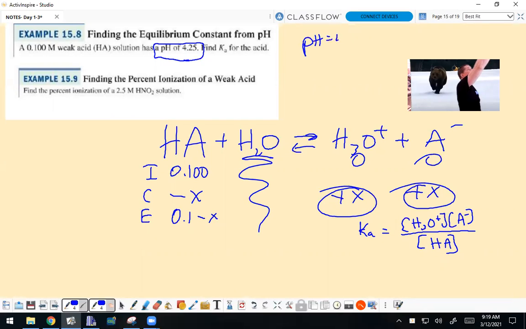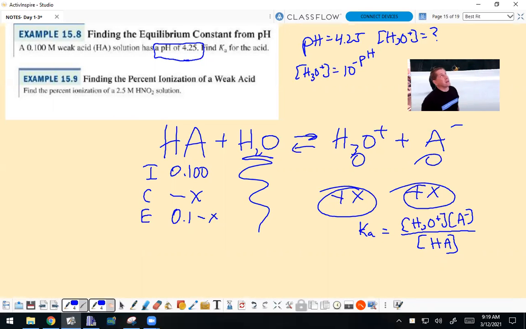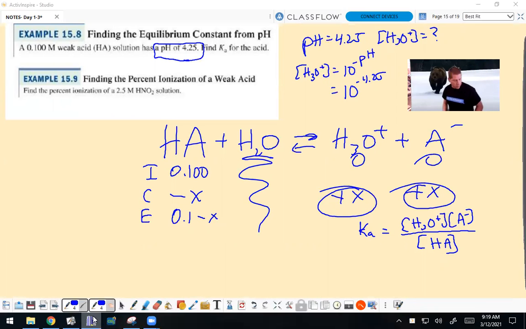So if the pH is 4.25, what is the hydronium ion concentration? So this is that equation that I gave you yesterday. It's not on our equation sheet. If you're good at logs, you can derive it yourself or memorize it. The hydronium ion concentration is equal to 10 to the negative pH. So that is 10 to the negative 4.25. So I need my calculator again. Let's see if my calculator is still not cooperating. Let me see if I close it.